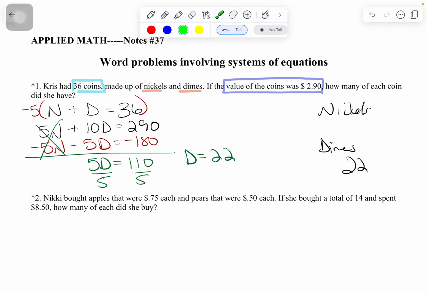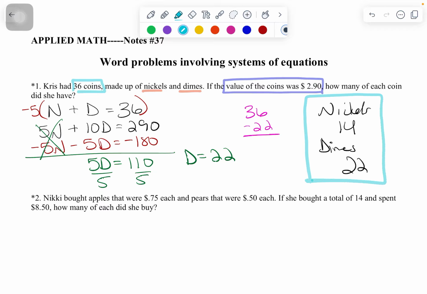And how many nickels? Well, you knew you had 36 coins, so if you simply take 36 coins minus the 22 dimes, whatever is left over has to be the number of nickels. So that should be 14. Yeah, 14 plus 22, that makes 36. All right, so that is the first problem here for these word problems involving systems.